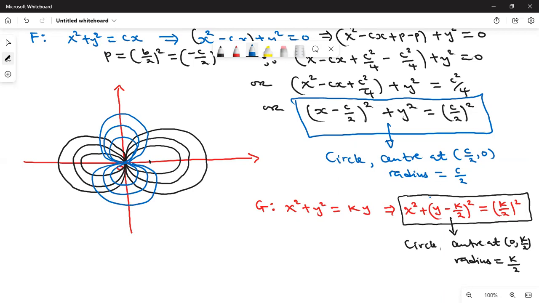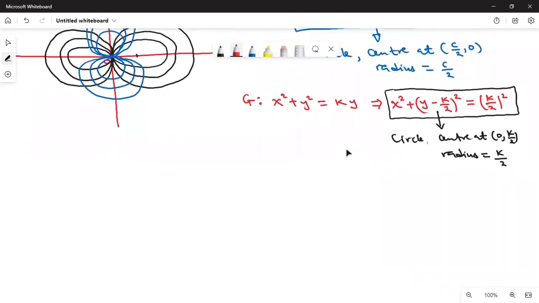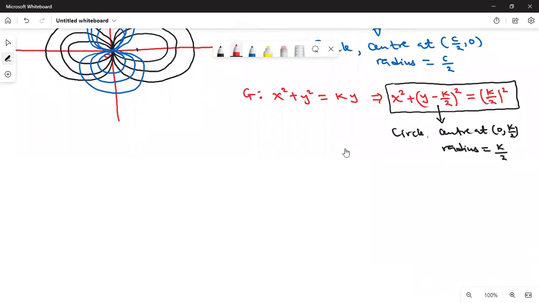So what I've drawn using black is the first family, f of xy is equal to c. And this other one that I've drawn in blue is g of xy is equal to k. So those are orthogonal trajectories. Lastly, let's look at the other part. That's part B.